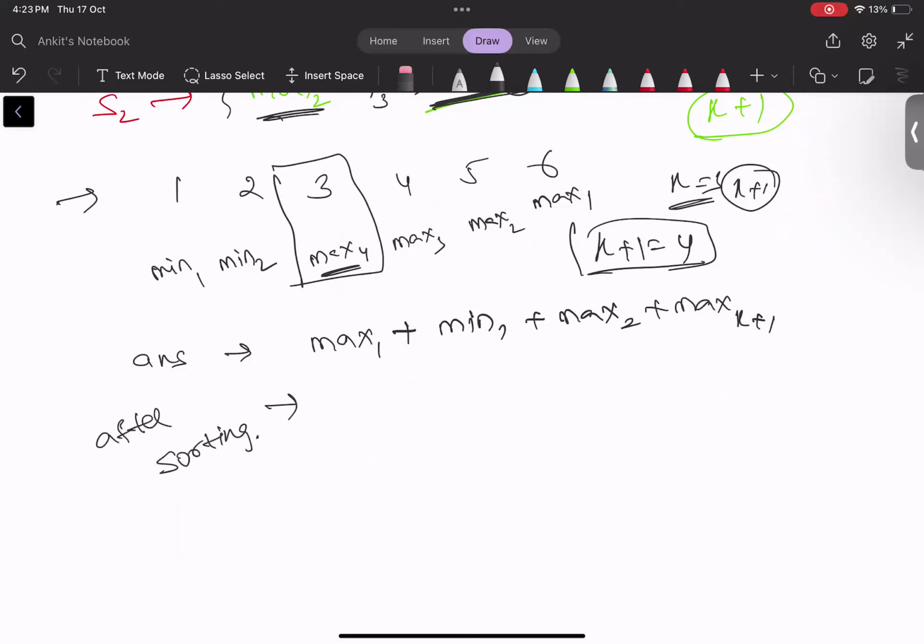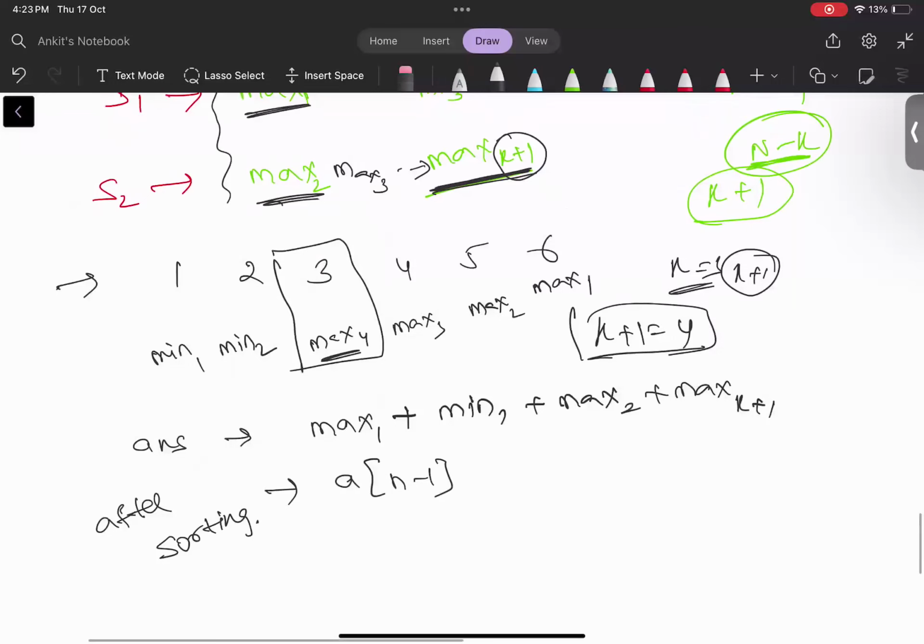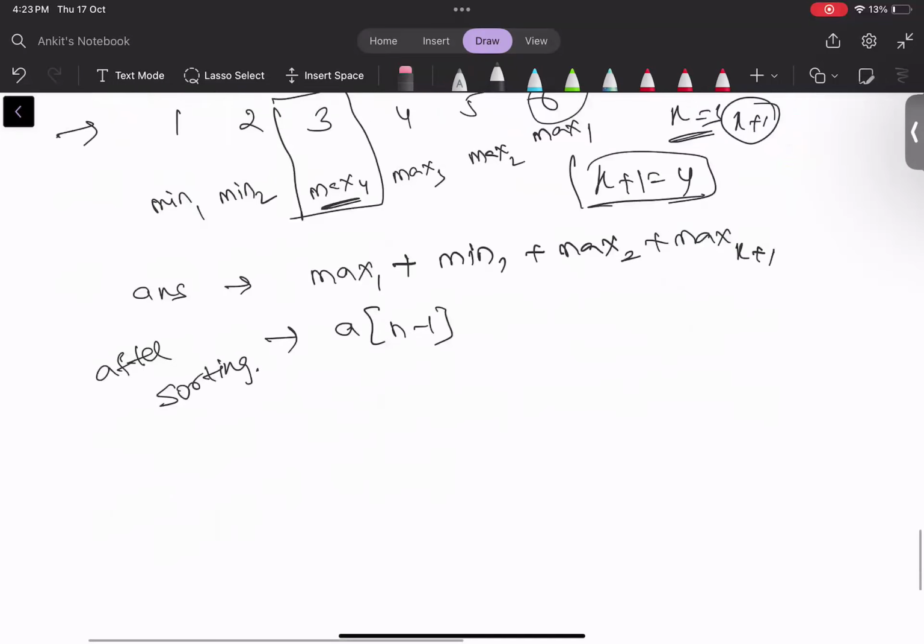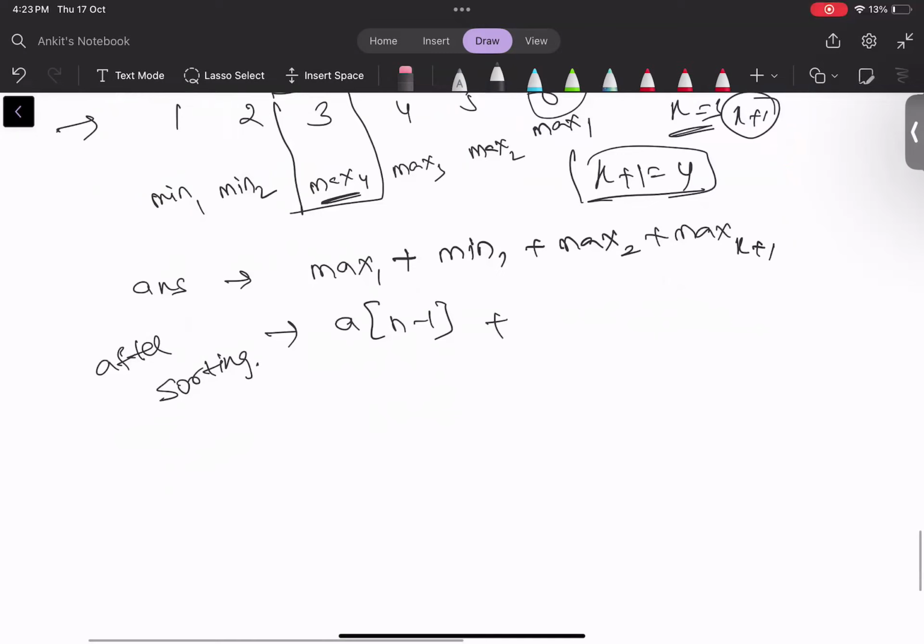After sorting, how can we represent this? The maximum value will be stored in the n minus 1th index of A, right? If you see here, the maximum value will be stored in the last index. So it is max 1. Min 1 will be stored in A of 0, right? The minimum value will be stored in A of 0.